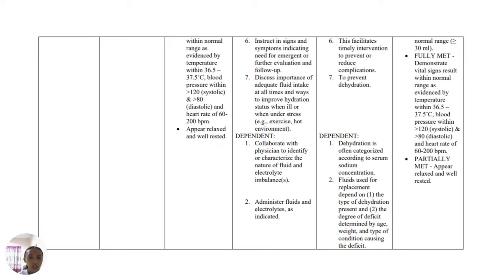So this is to prevent dehydration. And the dependent intervention is to collaborate with the physician to identify or characterize the nature of fluid and electrolyte imbalance. Dehydration is often categorized according to serum sodium concentration. So for nurses to know, administer fluids and electrolytes as indicated. Fluids used for replacement depend on the type of dehydration present and the degree of deficit determined by age, weight, and type of conditions causing the deficit.